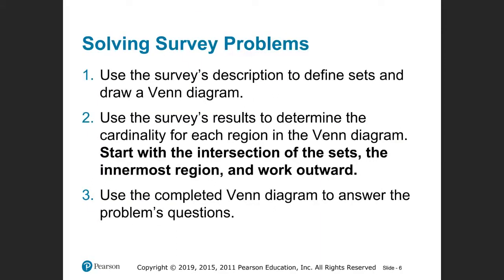Now we're turning it around and we're going to solve survey problems by drawing Venn diagrams and interpreting the results. We're going to use the survey's description to define sets and draw a Venn diagram, use the survey's results to determine the cardinality for each region in the Venn diagram, and we always start with the intersection of the sets, the innermost region, and work out. Use the completed Venn diagram to answer the problem's questions.